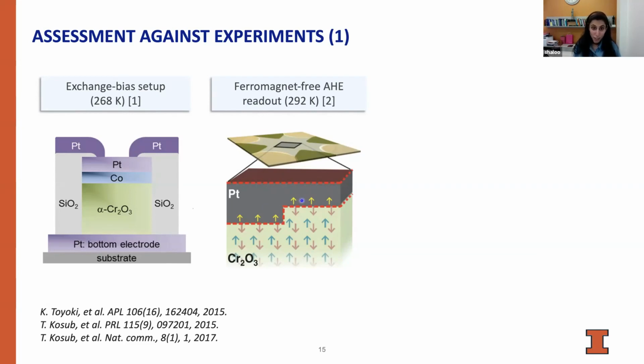They actually called it an anomalous Hall signal. This is still a matter of debate. The main difference between the two samples is that this one is conducted at 268 Kelvin, and this measurement is done at 292 Kelvin.